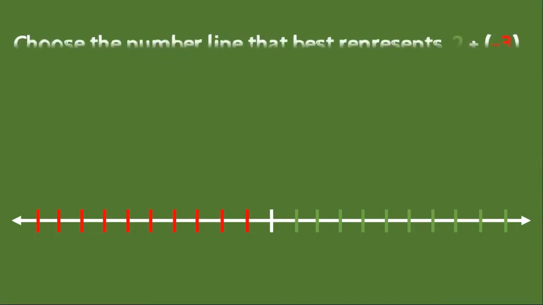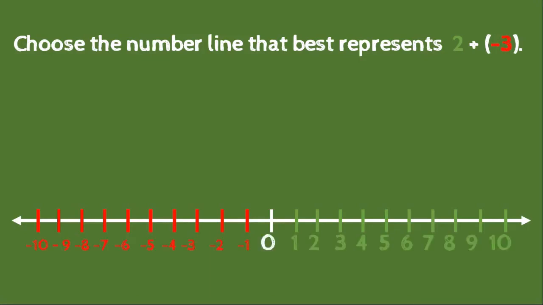For our next example, choose a number line that best represents 2 plus parentheses negative 3. We draw a number line, and in the middle of that number line is the number 0. To the right of the number 0 are positive numbers, and to the left of the number 0 are negative numbers.